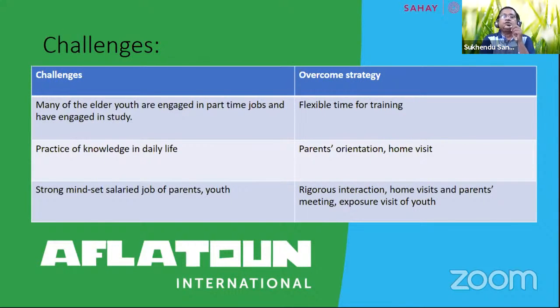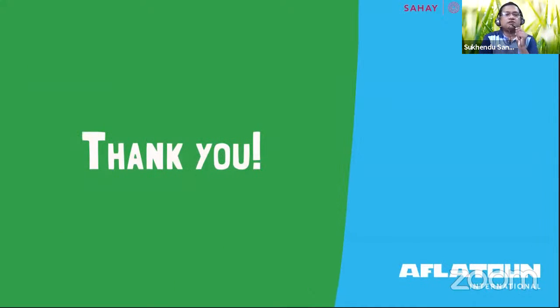So how did we overcome the challenges? Rigorous interaction with the parents and with the children, home visits, parents' meetings, expert visits for youth. We also do a lot of exposure visits for the youth. We bring them to different entrepreneurship ventures so that they can get ideas from different enterprises, which motivates them to take entrepreneurship as an alternate option. So that's all about the Aflatoun program at Child International SAHAY.